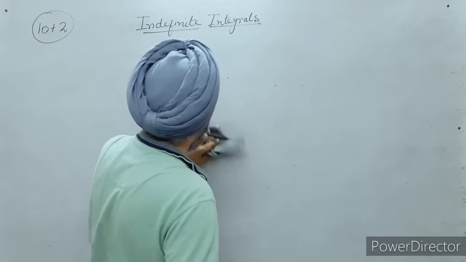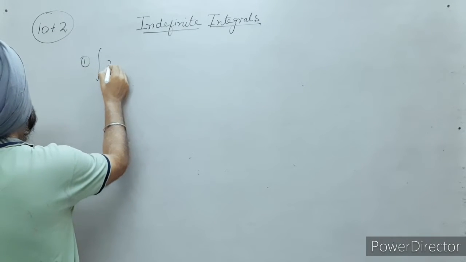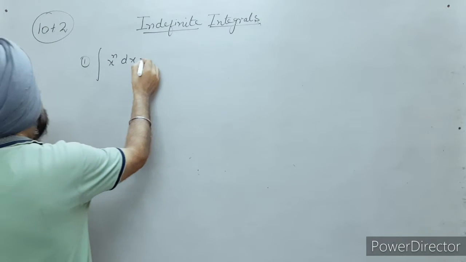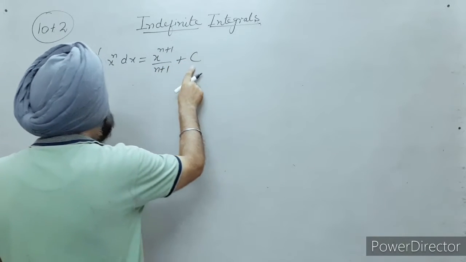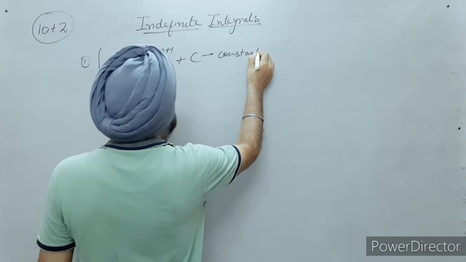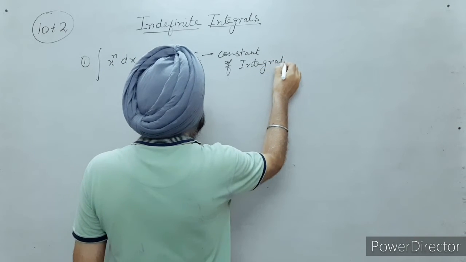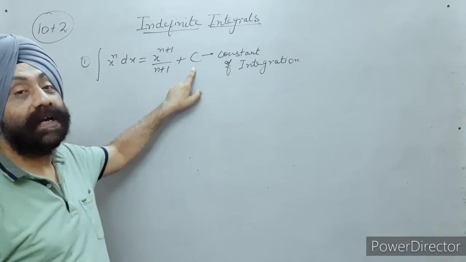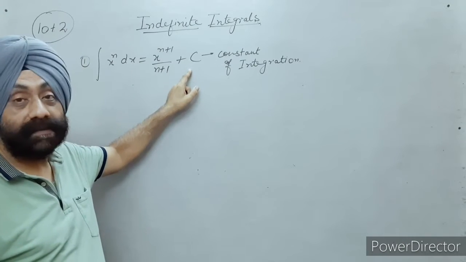Formula number 1 is called the power rule. It is integral of x to the power n dx, which is x to the power n plus 1 divided by n plus 1, plus c. This c is constant of integration. This is a must, and it must be written every time.